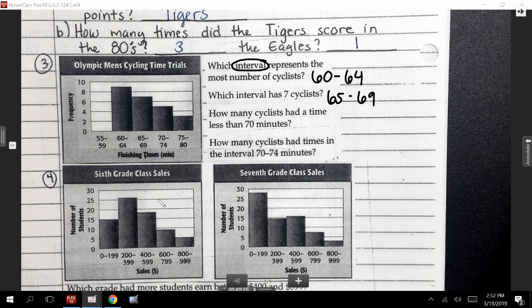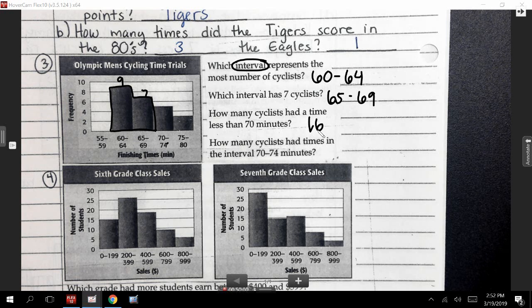How many cyclists had a time less than 70? So there's where 70 is, right? But I need less than that. So that's talking about all of these cyclists. How many cyclists would that be? Drew? 16. I have 9 here, and I have 7 there. 9 and 7 gives me 16.